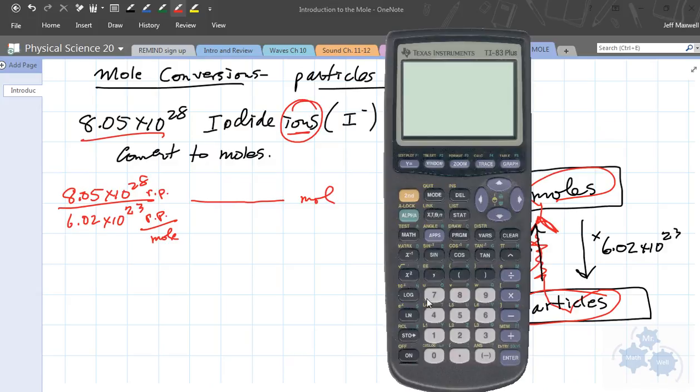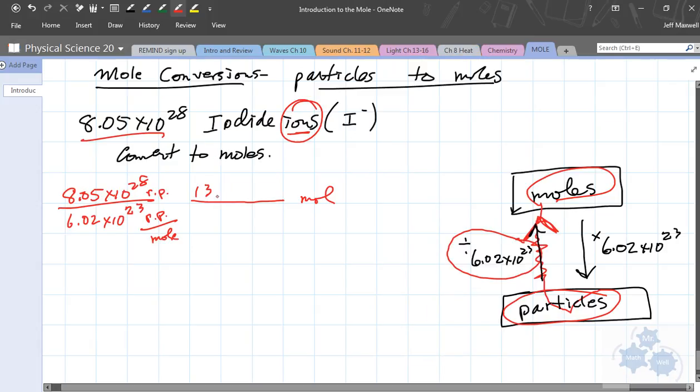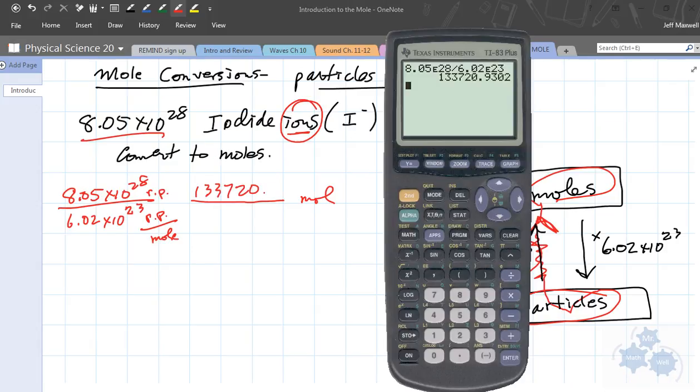All right? So we'll get our calculator out, get it on, and we'll do that. Make sure you use your scientific notation button on your calculator. 8.05 times 10 to the 28 divided by Avogadro's number, 23, gives us, okay, see it's a really large number, but if you look at this, times 10 to the 23 to times 10 to the 28, that's a factor of like 10 to the 5, so that's thousands and thousands. So this is going to be okay. So we've got a lot of moles here. So 133,720,0.9302.